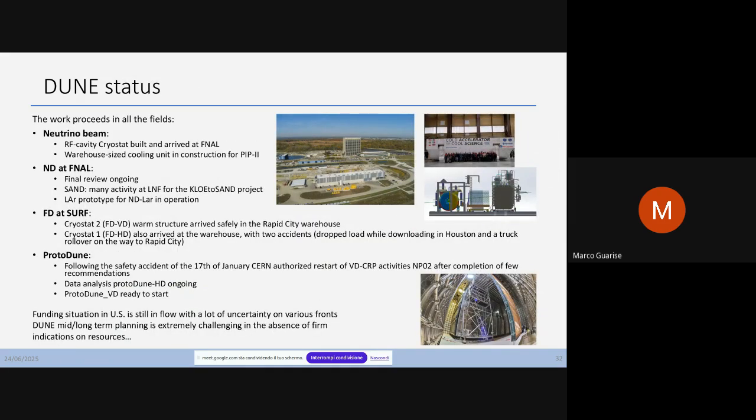The status. Currently, for the neutrino beam, the RF cavities are ready and arrived at Fermi National Laboratory. They are building a new building here for the cooling unit. So in a few years, hopefully this will be related to the near detectors. The final review is ongoing.